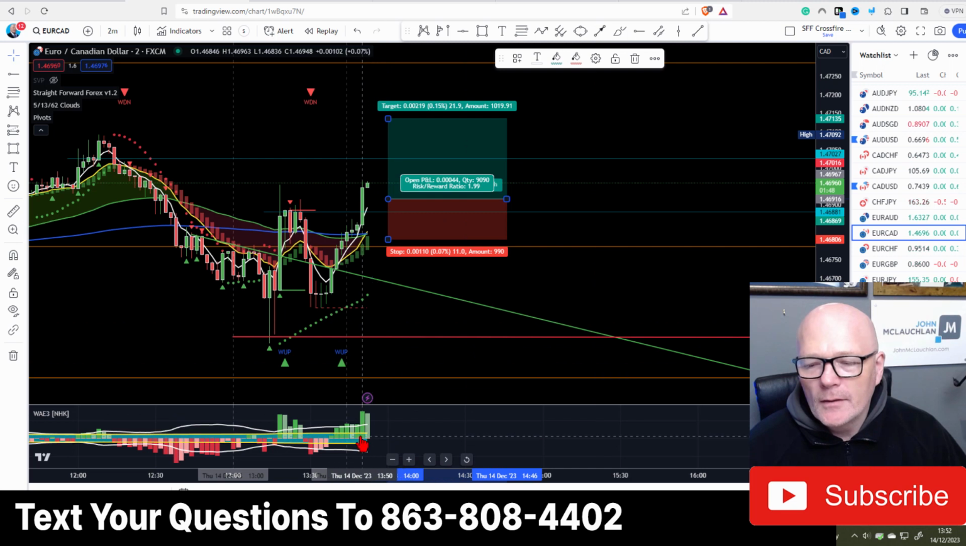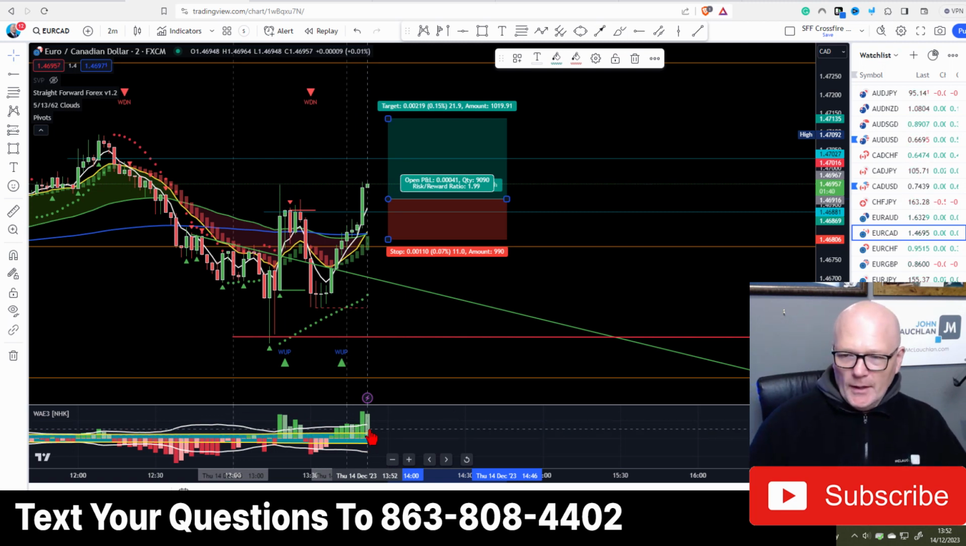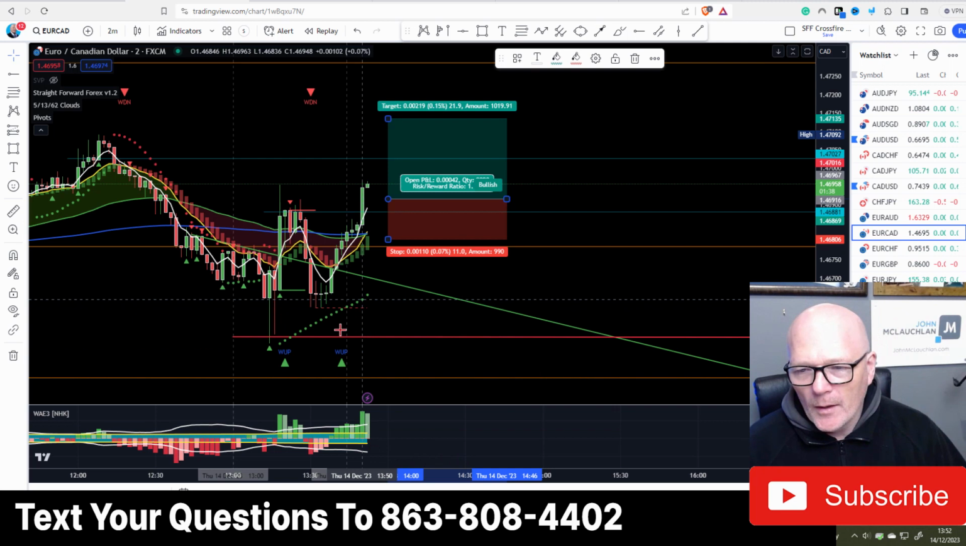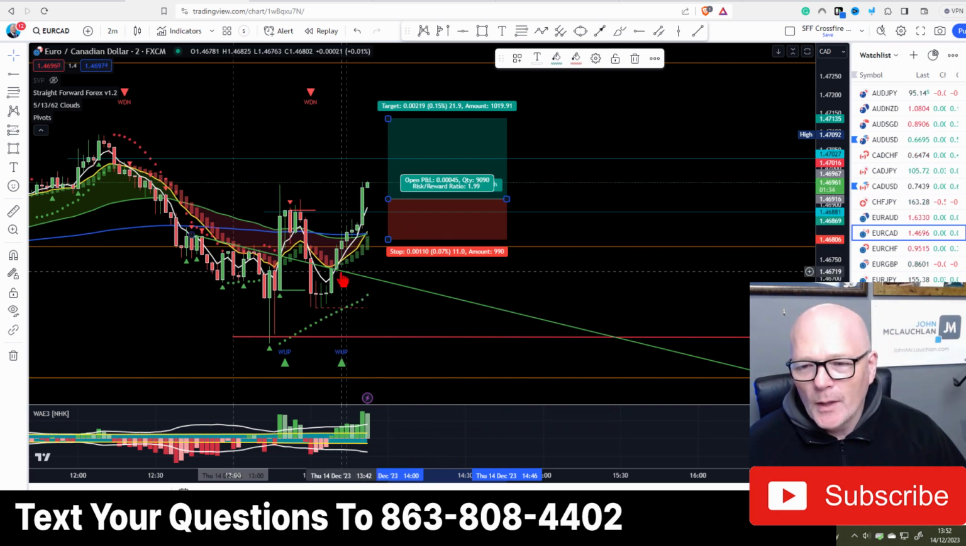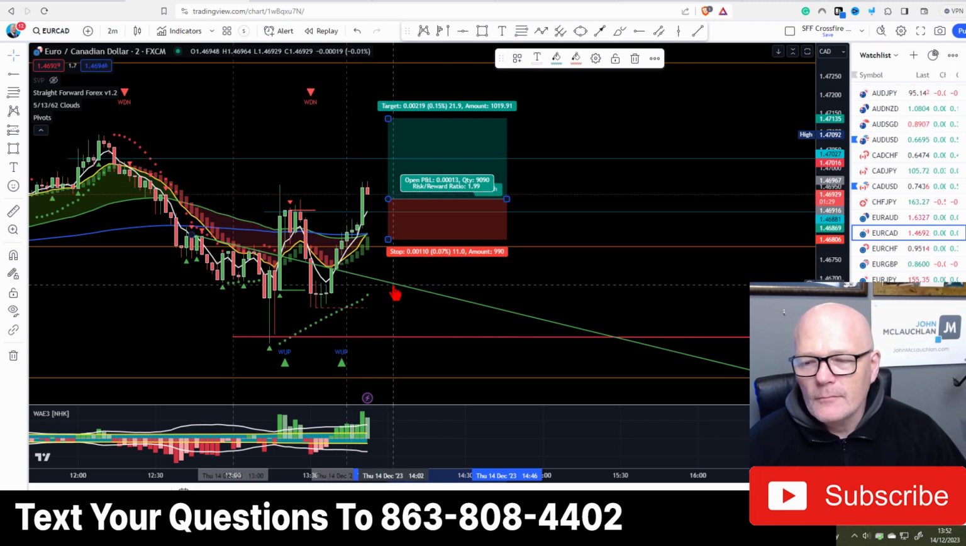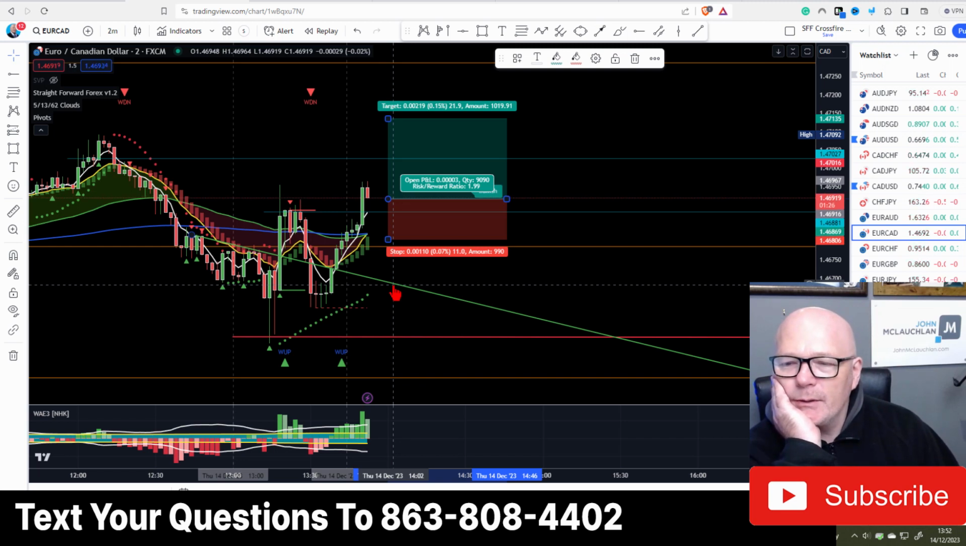So the Waddah Attar went dark green, moving away from the explosion line. It's gone a little bit less. It's gone lighter green, which means it's gone a bit weaker. We're in a wave up. We've got the PSARs a good distance away. We're above the trend line, and price action looks fairly positive. So we'll just see where we go with this.